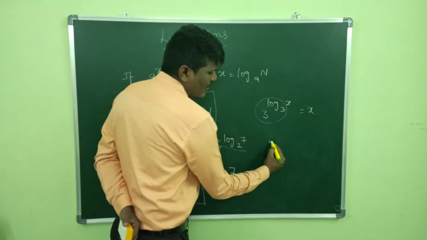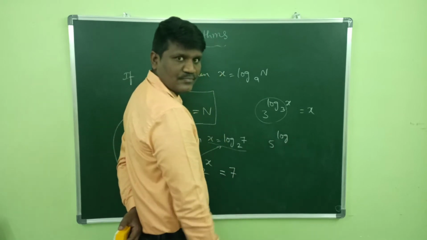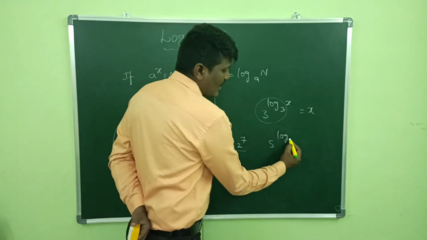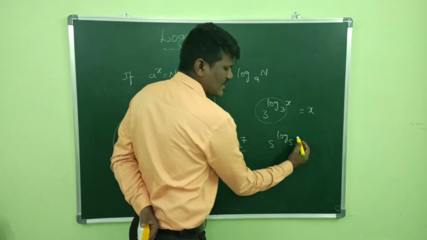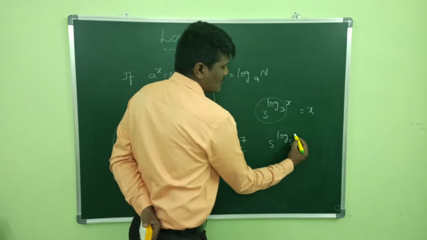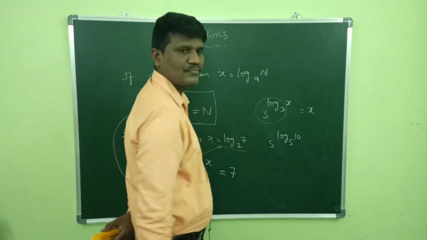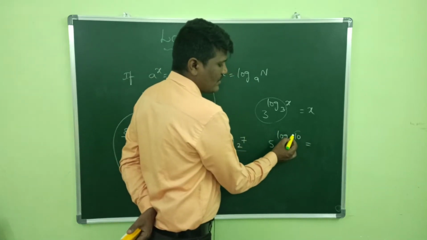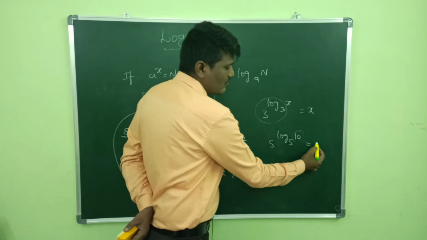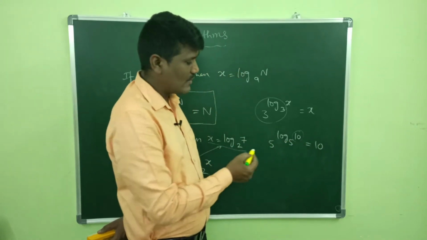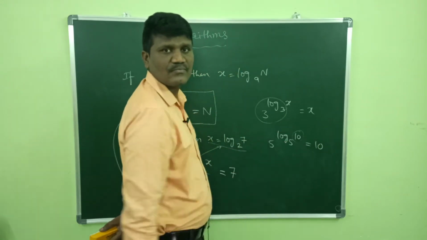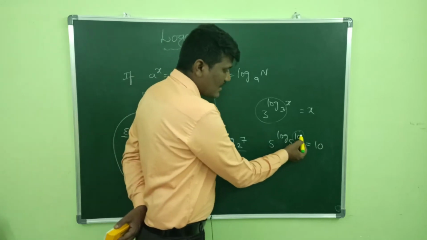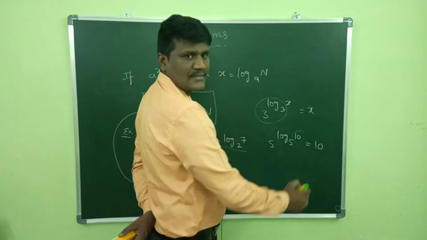Or else you can take 5 power log 10 to the base 5. What is the value of this? The value will be 10, because whatever the value is there, that comes as the total value: 5 power log 10 to the base 5 is 10.